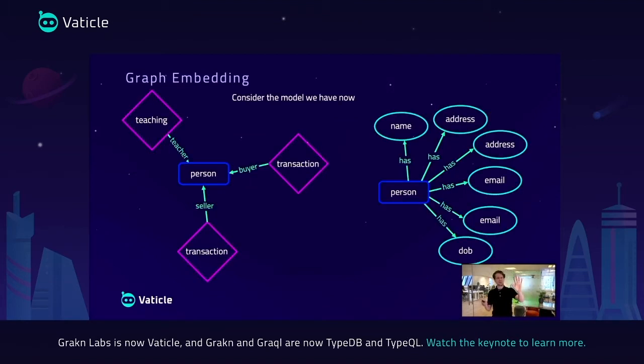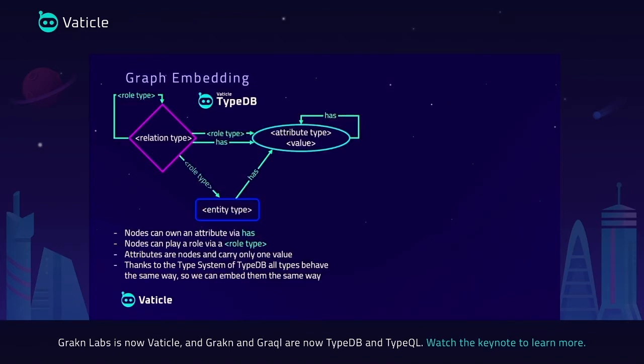So this is to remind you, this is the kind of model we have now, where we've got entities playing roles in relations. Relations could have multiple role players. Entities, relations, owning attributes. So overall, this actually gives this kind of a diagram for what's going on. It may look a little bit complicated at first glance, but it's actually not at all, because we see that we have the same type of edge.